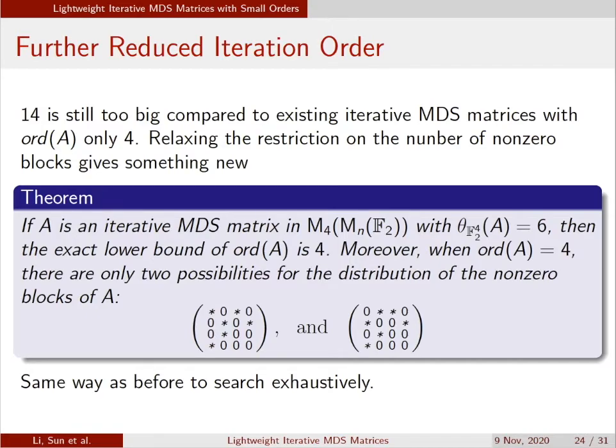Well, we thought 14 may still be too big compared to existing iterative MDS matrices with order only 4. So we relax the restriction on the number of non-zero blocks and find something new. That is, we could find a 4 order iterative MDS matrix when the number of non-zero blocks of the matrix is 6, and there are only two possibilities for the distribution of non-zero blocks of A to make it an iterative MDS matrix.